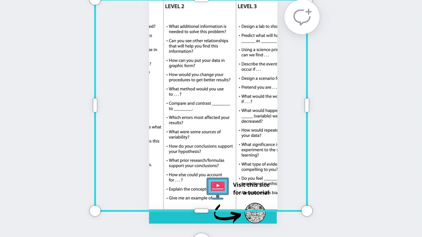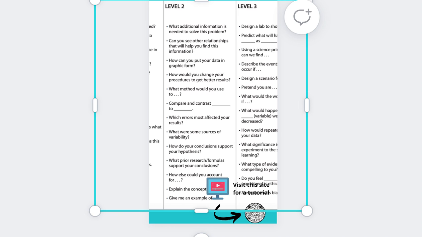Comparing and contrasting something. Which errors most affected your results? So, what were the things that went wrong? What were some sources of variability? How do your conclusions support your hypothesis? What prior research or formulas support your conclusion? So, what have you read or researched in the past?